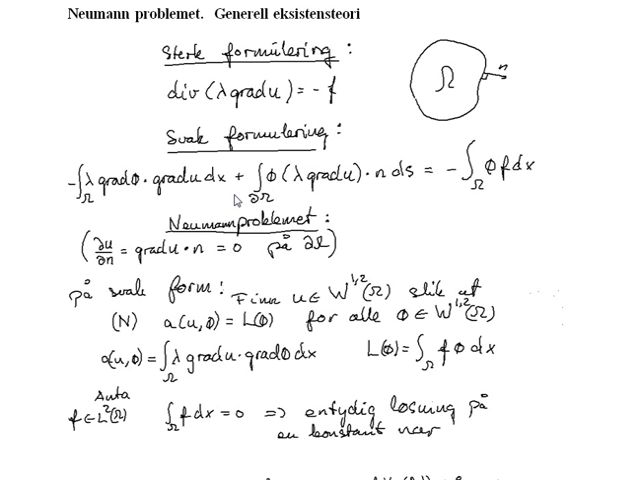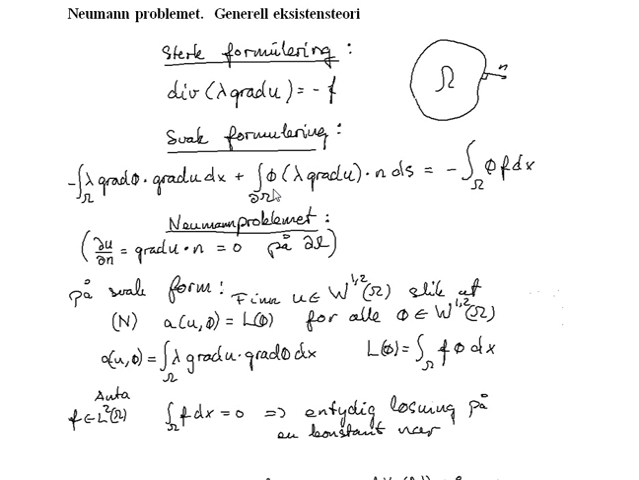We now turn to the Neumann problem. The strong formulation was on this form, as we remember, and the normal vector on the boundary was pointing in this direction. Omega is here, and without saying anything about the boundary conditions, we got this general weak formulation.